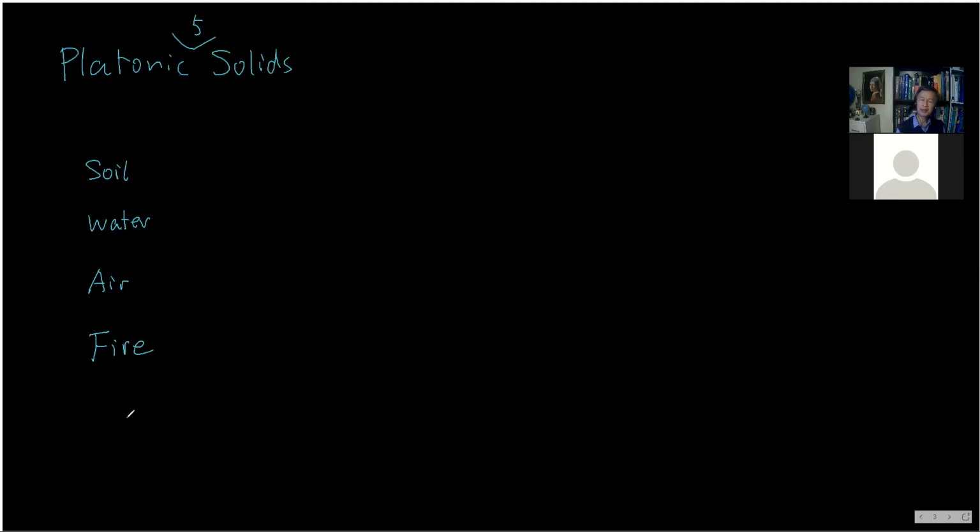So in Platonic time, people thought these were the elements on Earth. These are the elements near where we live, right? That is the 4 elements. But in addition, Plato proposed a 5th one. Can you guess what the 5th one is? Flesh? No. They called it ether.